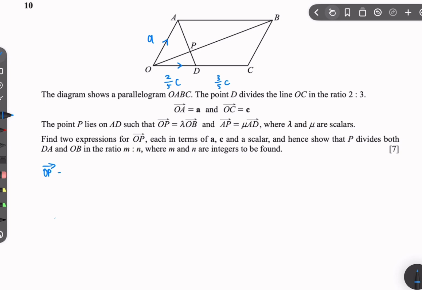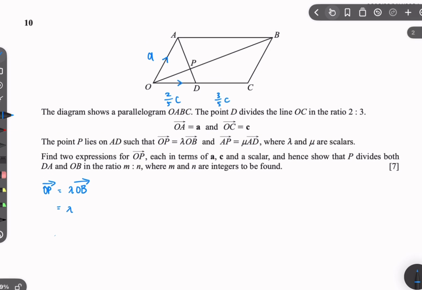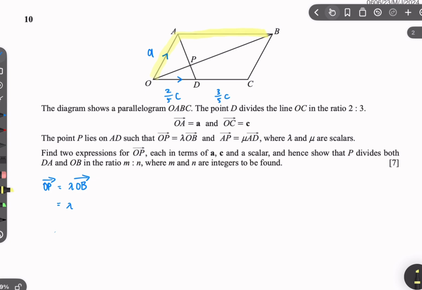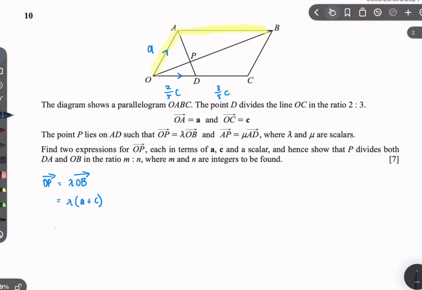So we know that OP is equal to lambda OB, and OB is C plus A, because we can go this way to find OB. So OB will be A plus C or C plus A. And this is the first equation.